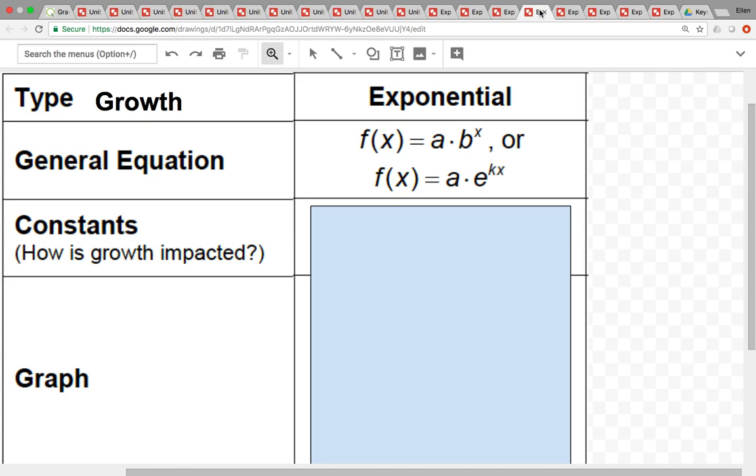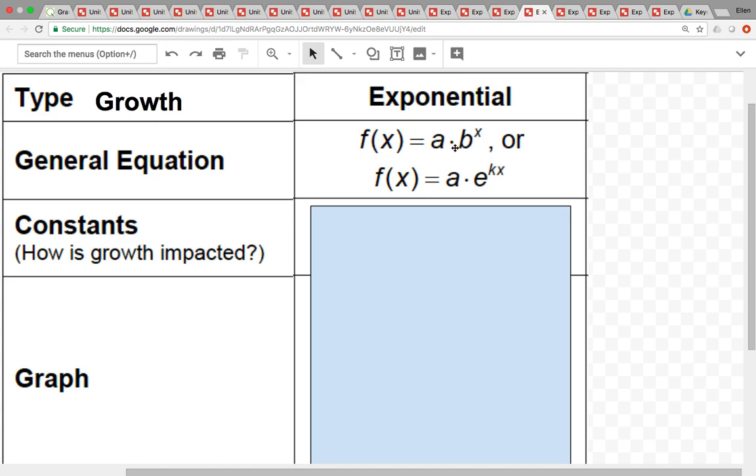All right, let's move on to our exponential functions. Again, make sure you are looking on the side that says growth. This is your basic formula for your exponential function. You have a leading coefficient a times some number raised to the x power, and this time your variable is the exponent. There are two different formats you can have.